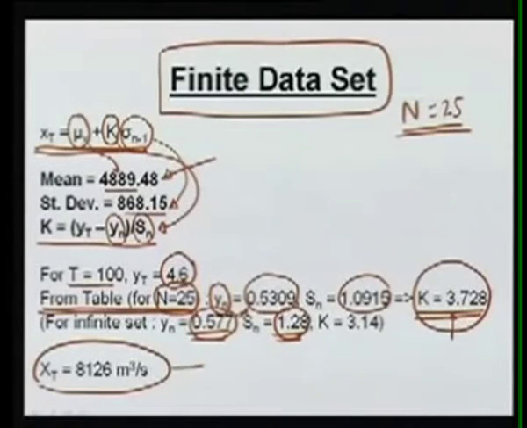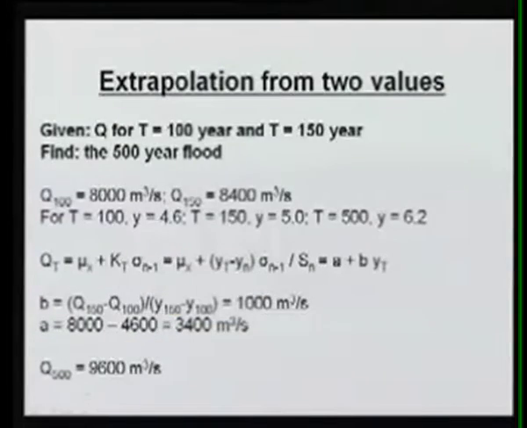So for finite data set, we need to correct. These tables will be available in various references or books, and we need to correct it and then obtain the value of the flood. So in this case we obtain 8126. Earlier we had obtained 8000 meter cube per second. They are very close to each other. Now in Gumbel's method, since it's a linear relationship, if we know the flood for any two return periods, we can extrapolate for any other return period.